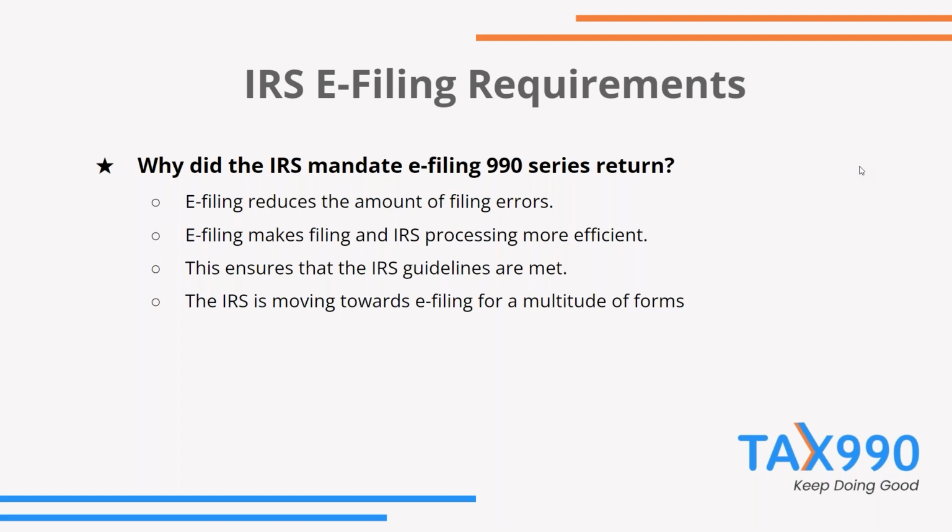E-filing reduces the amount of filing errors and helps ensure that the IRS guidelines are met, meaning calculations are more accurate and information provided matches information in the IRS database. E-filing also makes filing and IRS processing more efficient. And with e-filing, there's a quicker turnaround time on updated form status. Usually within just a few days, you'll know whether the return was accepted or rejected. Additionally, you have the knowledge that the IRS received your return. You're not relying on postal services and mailing processes.